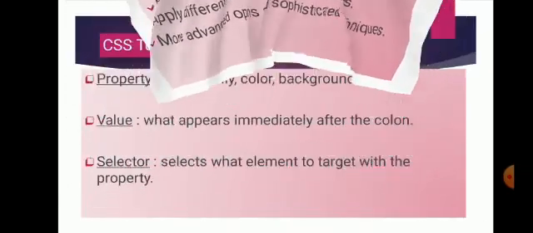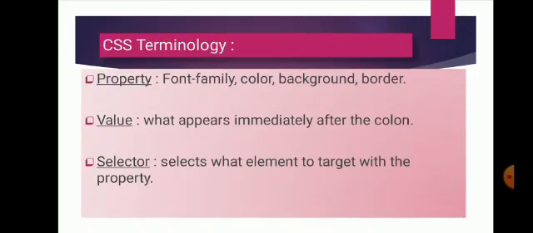So first we will see the terminology for CSS. First is property. It defines how the different elements look on the web page. For example, font family, color, background, border are all examples of properties. If I am selecting the font, then I have to define which font I am using. Color, which color; background, what kind of background; and border, about the border. So these are the properties that show how the elements look.